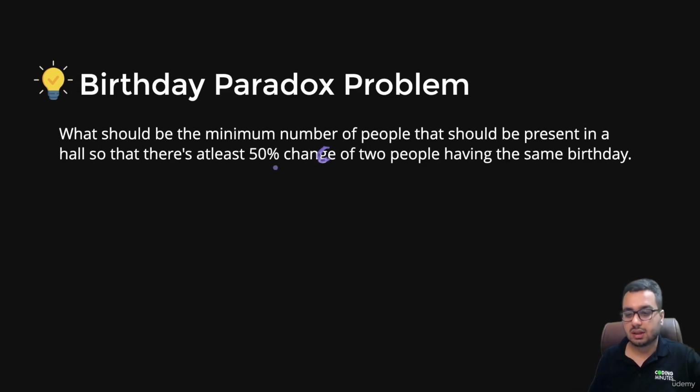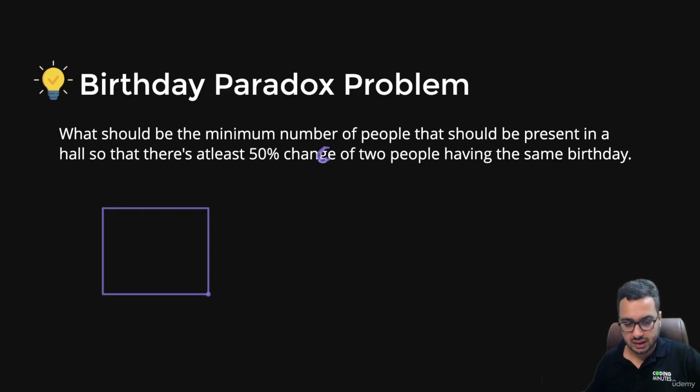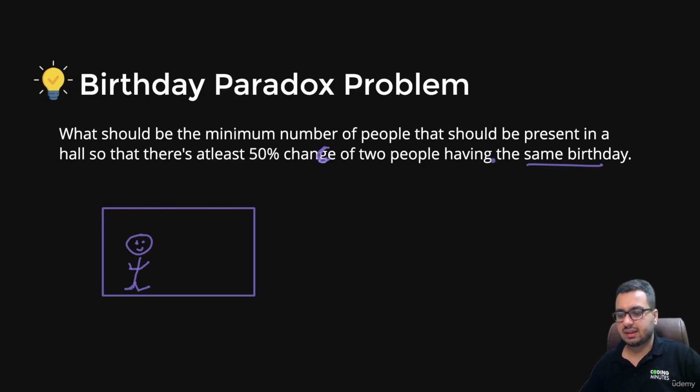Now how can we think of this problem? It's pretty vague. How do we start? Let us try to break it down with the smallest possible input. If there is only a single person in the hall, that person can have a birthday on any date. Same birthday basically means the same date, assuming 365 days in a year.